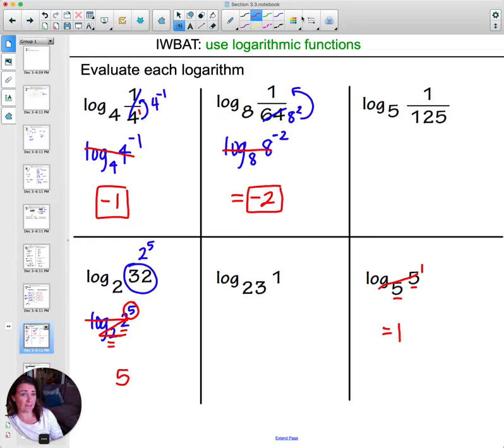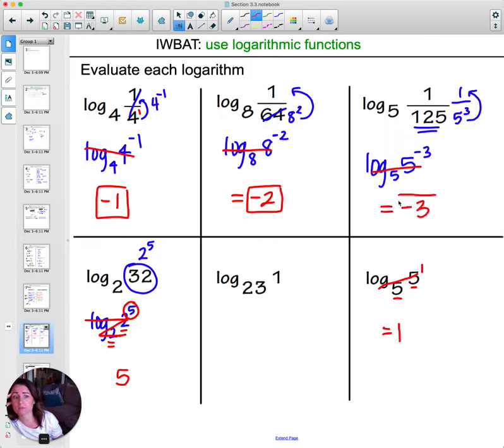So base 5 logarithm here. We want this to be in a base 5. So 125 is 5 times 5 is 25, times 5 is 125. So 125 is 5 to the third power. So we've got 1 over 5 cubed. We're going to want to bring this up so that it's a base 5 instead of it being on the bottom. So 5 to the negative 3. Then log base 5 of 5 cancels, and we get back negative 3 here.